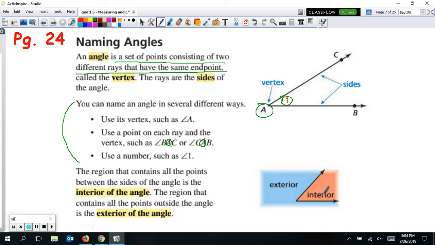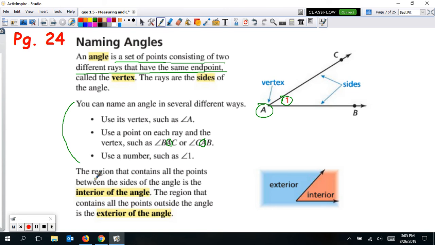You can write interior on the inside, and that's just going to be all the space. As these keep going up, the interior is going to get bigger and bigger. The exterior is everything that's on the outside of the angle, in the blue section here. So the region that contains all the points between the sides of an angle is the interior.